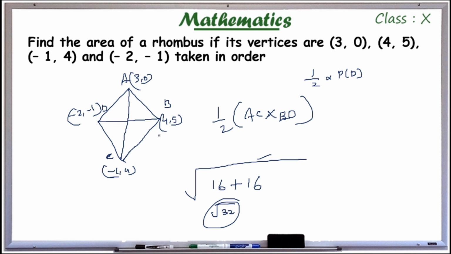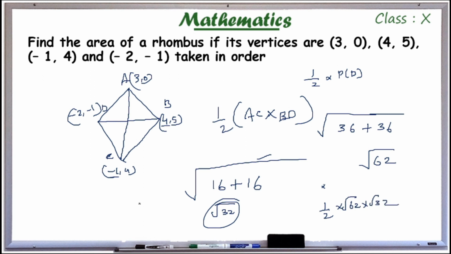Also you have to write the equation. Likewise, you will get the second as root of (x2 - x1), 4 minus -2, which is equal to 6. 6 square is equal to 36, plus 5 square, 36, which is equal to 62. So root 62 and root 32 are the diagonals. So 1/2 into root 62 and root 32.